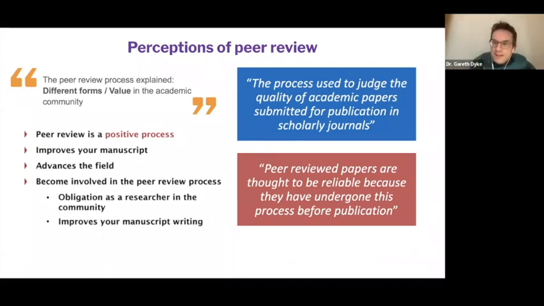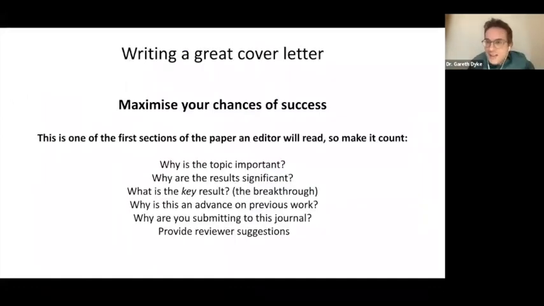Now, fundamentally, as we start to begin our discussion this afternoon, this evening, peer-reviewed papers are thought to be reliable because they have undergone this process before publication. As we've mentioned before, this is how international journals, scholarly journals that are listed in international databases, maintain their quality. So getting started with your submission process, you're ready to send your paper off to a journal, make that initial submission.